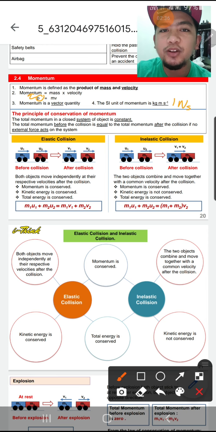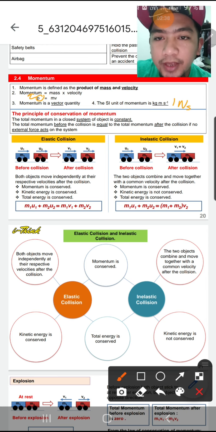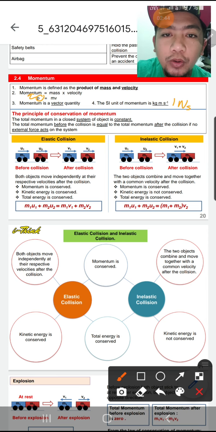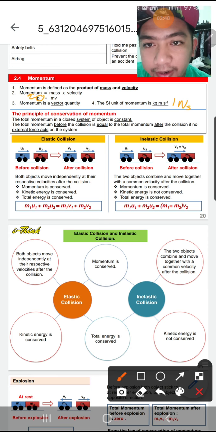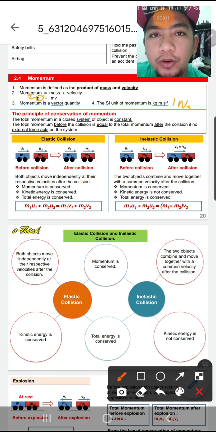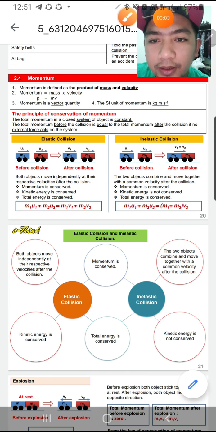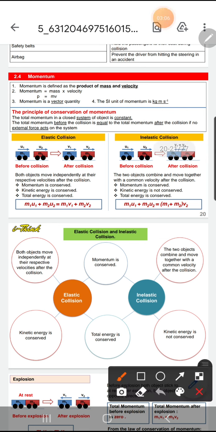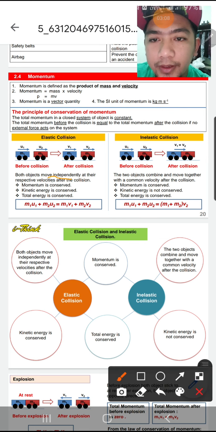The momentum is conserved. Alright, so there are two types of collision here. The first one is elastic collision, and the second one is inelastic collision. So look at the elastic collision first. In an elastic collision, both objects move independently at their respective velocities after the collision.